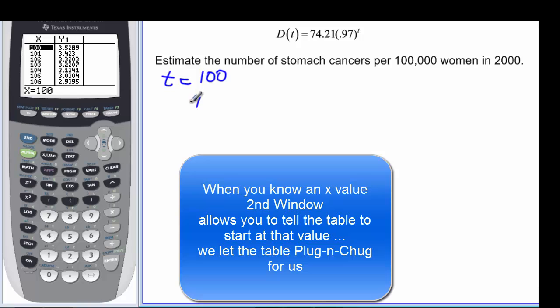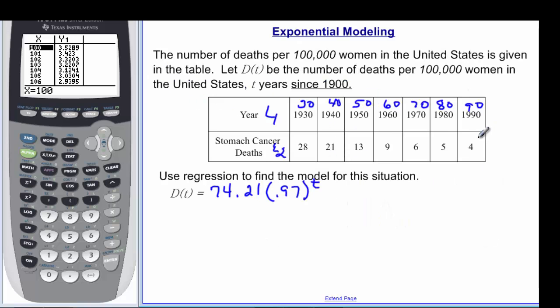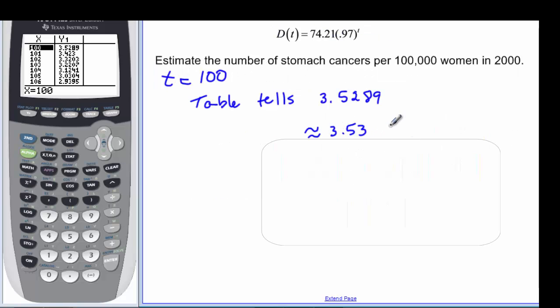And in my table it says that we have 3.5289, or approximately 3.53. Now remember, the data that we had back here was 4, but that really meant 400,000. So when I write it like this, it's 3.53, but I'd have to say 3.53 times 100,000.